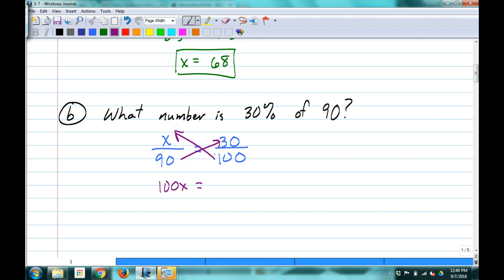100x equals 2700, right? Divide by 100. 27, yeah. Good job. 27 is 30% of 90. That's what we found. Is over of equals percent over 100.